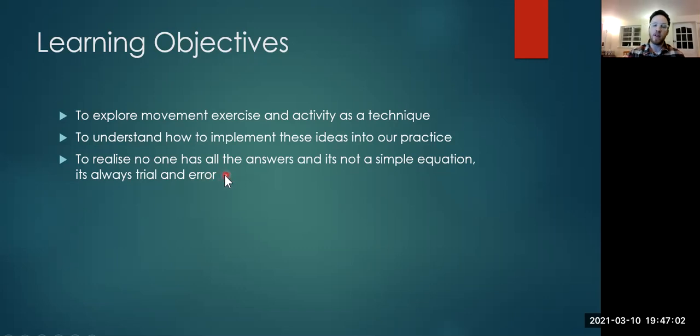Then we either use that thing again for the same sort of case, or we put it aside for a moment. But even research, that's all it really is. It's just trial and error. Okay, so those are the learning objectives today.